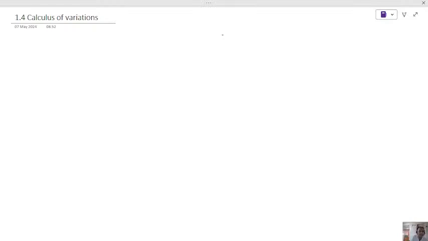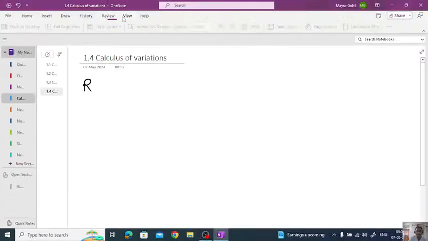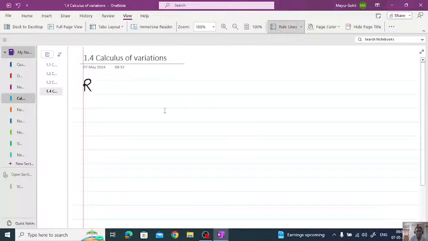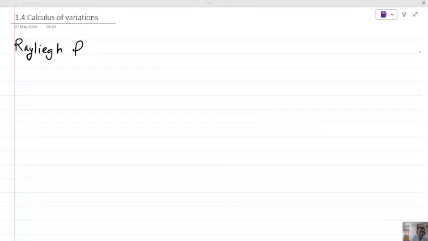Here we are going to see, I'll keep the ruling lines also. Rayleigh Ritz method when a differential equation is given to us.